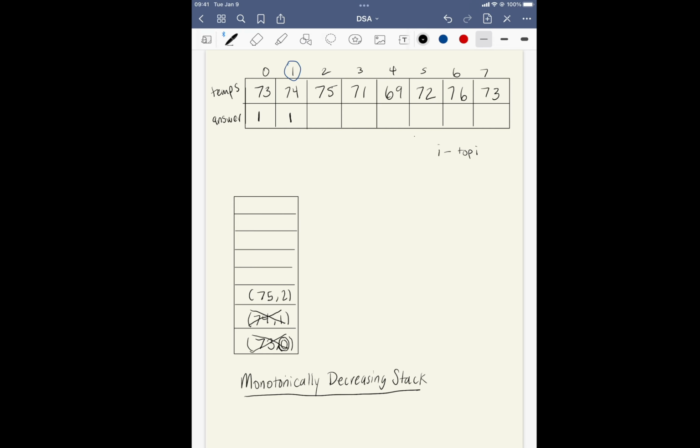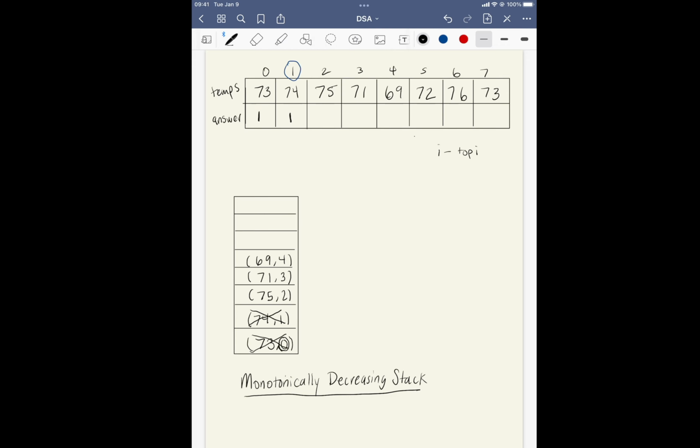Now we go to 71. Can we put 71 on the stack? Yes, because that would be decreasing. So it's still always decreasing, so we can put that on the stack. Now we have 69. Can we put 69 on the stack? Yes, because it would still be decreasing. So we put 69 on the stack.